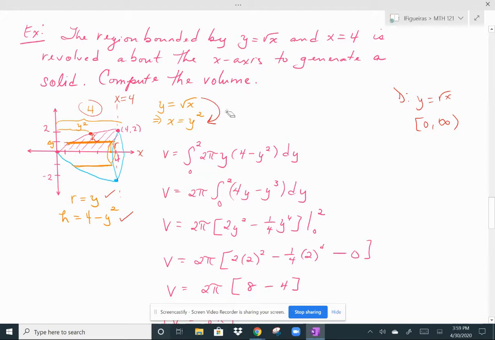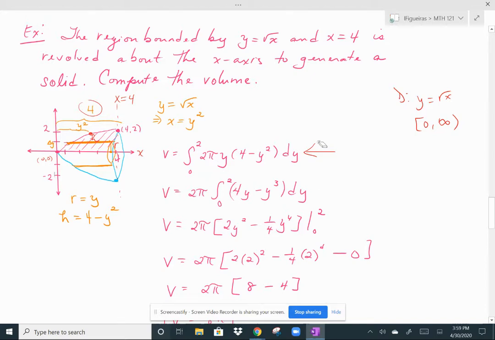So now that we know the radius and the height, we're ready to build our integral, which is what you see here, 2 pi rh. So I have the integral from 0 to 2. Remember, your limits have to be in terms of y, so that's why I picked 2 here and not 4. And this point here was 0, 0. 2 pi r, and r is y, times your height, which is 4 minus y squared.